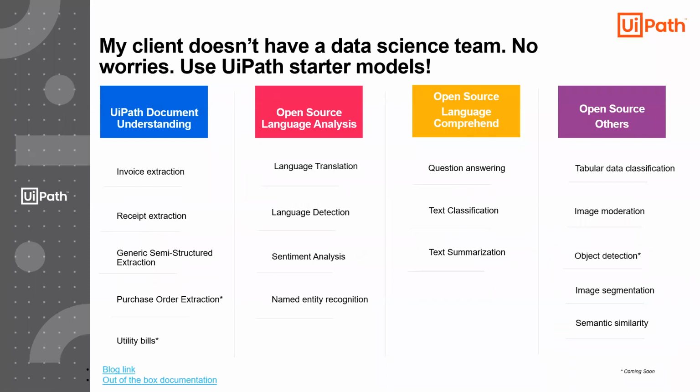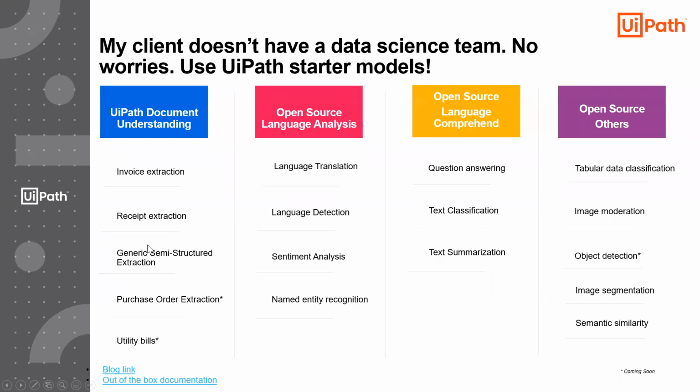So I was talking about some starter models, and here is a full list of the models that we already provide on AI Fabric. As you can see, some of them have stars. Stars mean coming soon, so they will come very soon. I was talking about UiPath Document Understanding. You might already be familiar with them, but you know about the invoice model or receipt model to extract data from this kind of documents. We also have a generic semi-structured model, which is also available on AI Fabric.